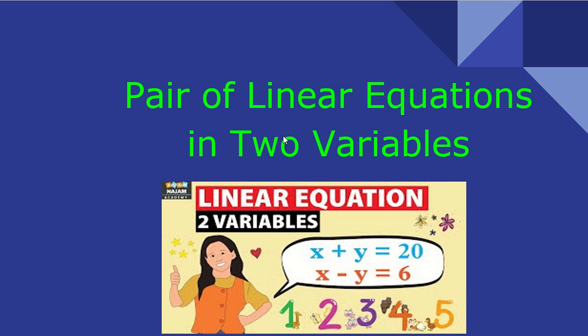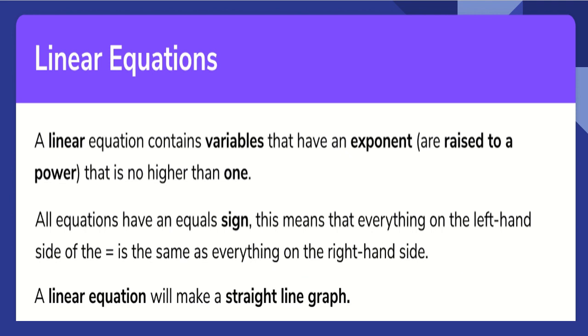Today we are going to discuss the pair of linear equations in two variables. First of all, let us know what a linear equation is. A linear equation contains variables that have an exponent not higher than 1. All equations have an equal sign. This means that everything on the left hand side is the same as everything on the right hand side. A linear equation makes a straight line graph.